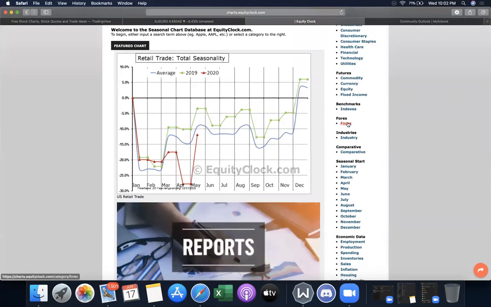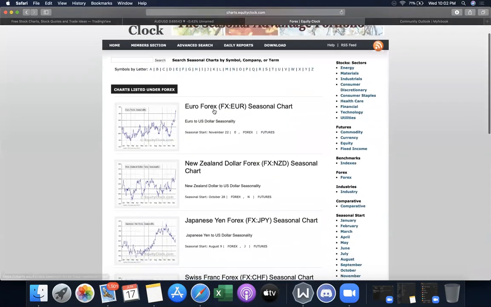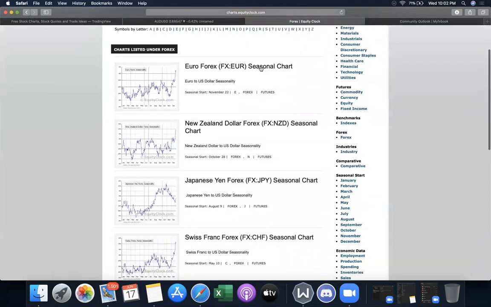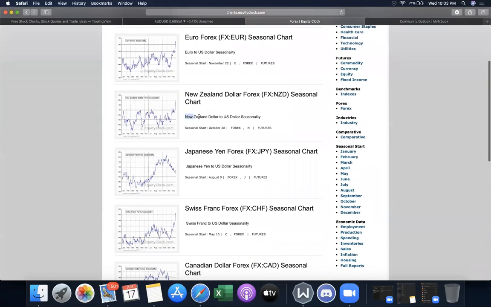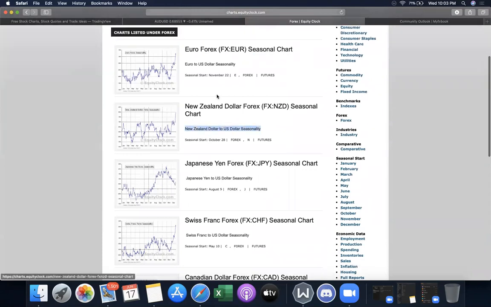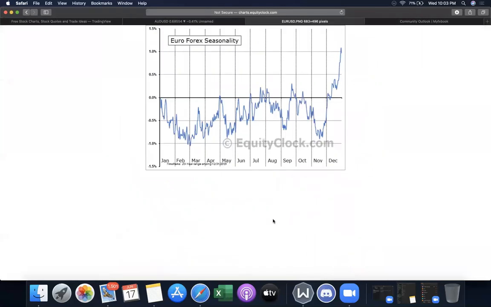If we go to the Forex tab here, you will see we have these charts, the Euro seasonal chart, the NZD seasonal chart. And remember, these are compared to the US dollar, like the New Zealand dollar to the US dollar. What you want to be doing is opening this chart, and this is giving you the 20-year range average. So this is the last 20 years average price action.